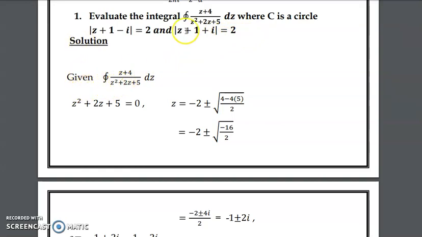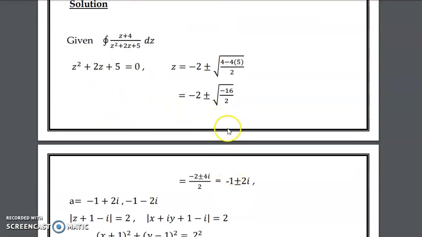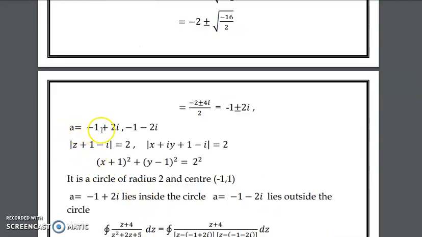Solution: given integral z plus 4 divided by z square plus 2z plus 5 into dz. The denominator z square plus 2z plus 5 equal to 0. Using the quadratic formula, you find the roots: minus 1 plus or minus 2i. So a is equal to minus 1 plus 2i and minus 1 minus 2i.